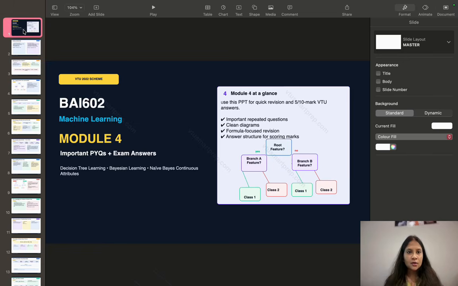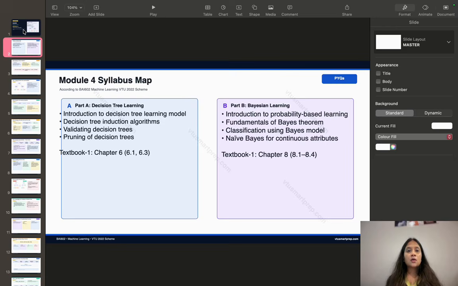But yeah, coming back to the video, in this lecture we are just going to cover the important questions for module 4. Here you're going to have two parts. One is decision tree learning and second is Bayesian learning. In decision tree learning, you have introduction to decision tree learning model, the decision tree induction algorithm, as well as the formulas where numericals can also be asked, and also theory based questions. And then you have a concept called validating decision trees, and then pruning of decision trees.